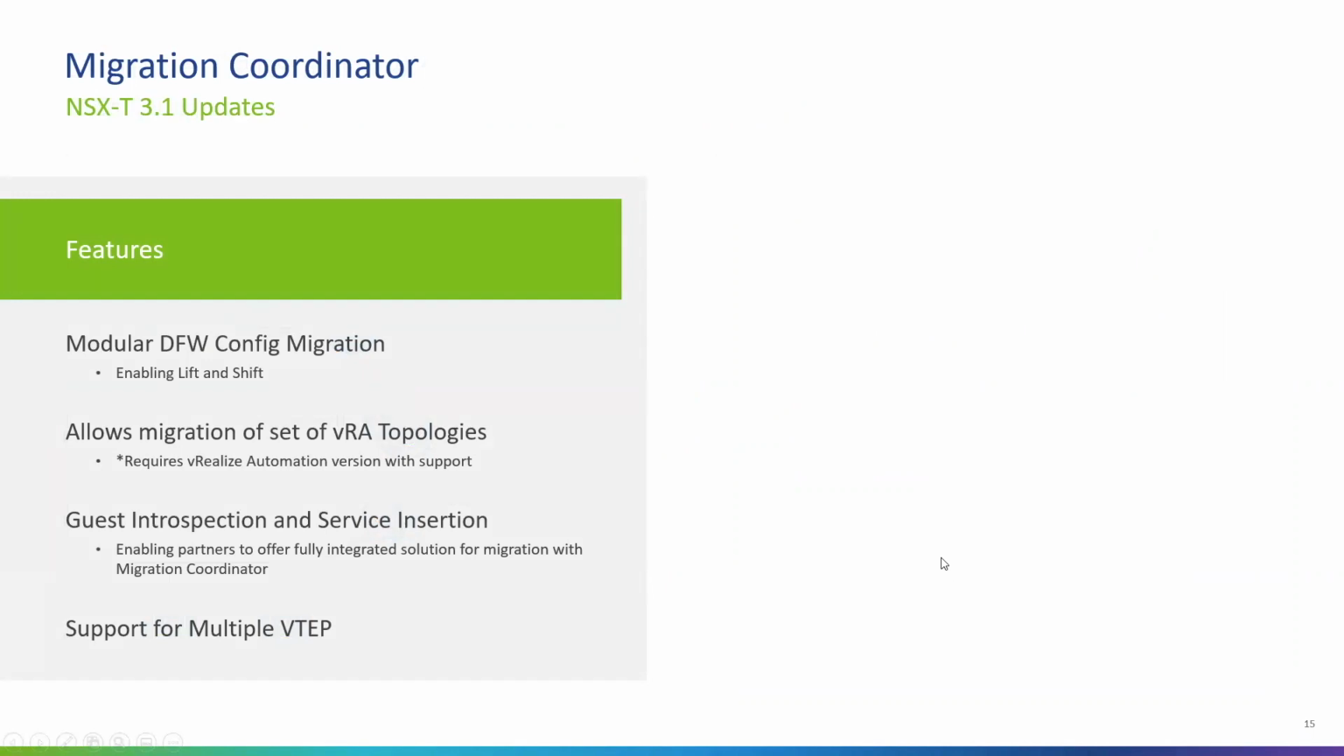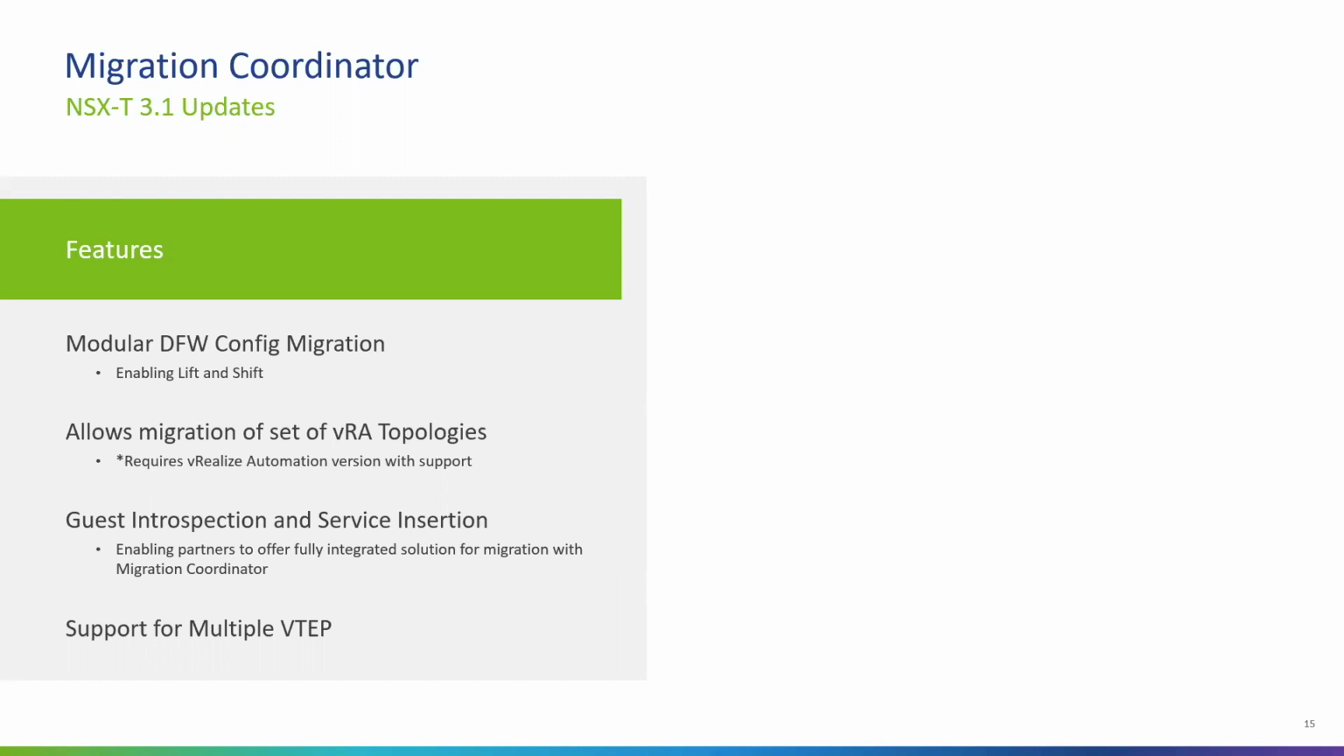So Bill, you want to talk a little bit about the migration coordinator and what it can do now? Yeah, so they had a new feature that I think most people wanted, and this is really the main one. The first one is the modular distributed firewall migration. A lot of customers, what they'll do is they will build a brand new parallel T network environment under the same vCenter, because it kind of makes sense, right?